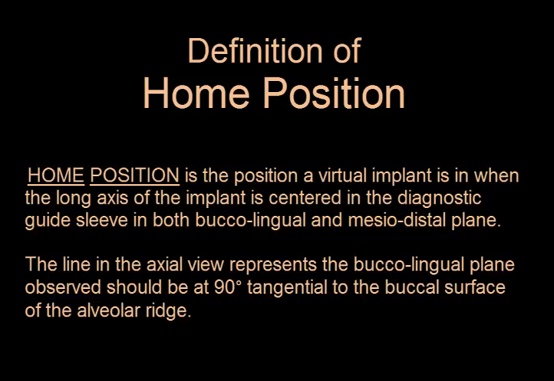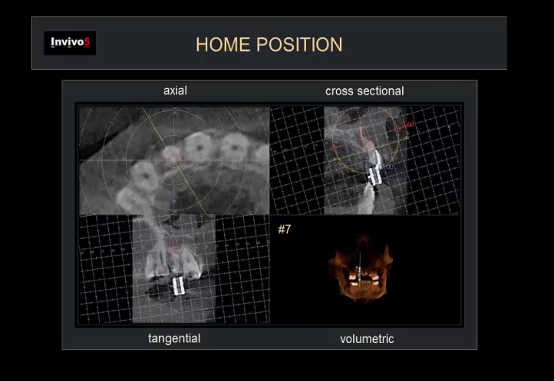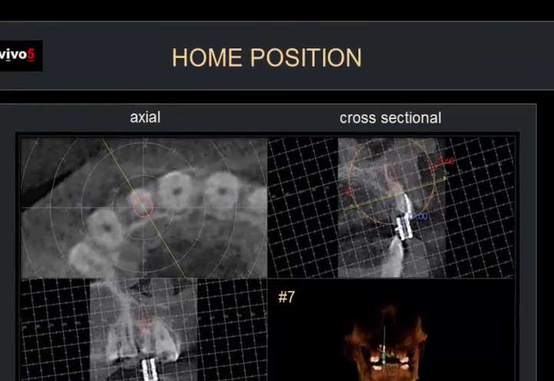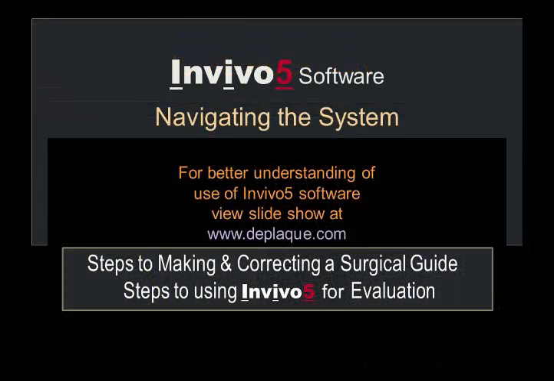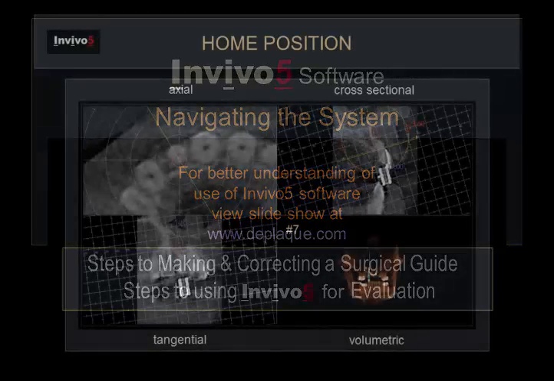The line in the axial view represents the buccolingual plane being observed. It should be at 90 degrees tangential to the buccal surface of the alveolar ridge. The upper left corner of the image indicates the axial view. The line observed represents the plane being observed in the cross-sectional view. The adjustable line, which can be rotated with your mouse, should be set at 90 degrees to the plane of the arch. For a better understanding of the use of in vivo 5 software, see Steps to Making and Correcting a Surgical Guide at our website at deplaque.com.